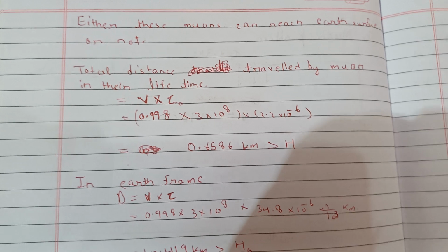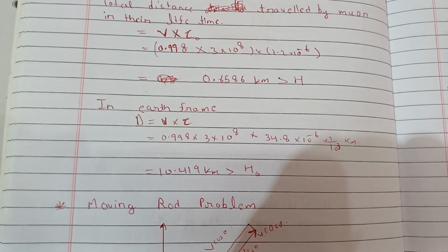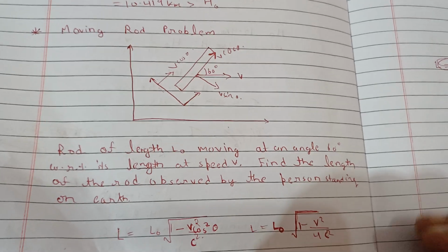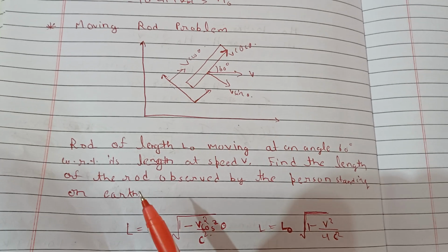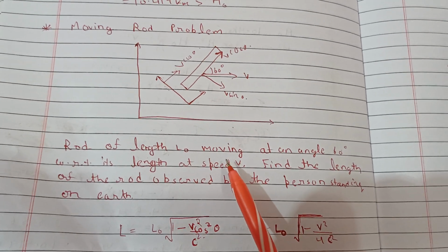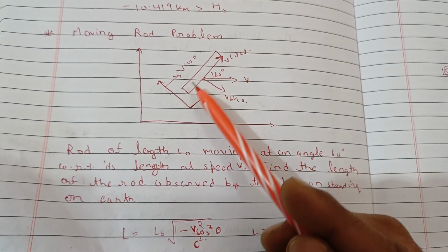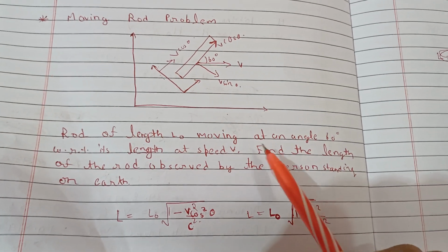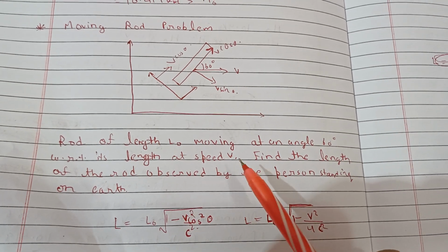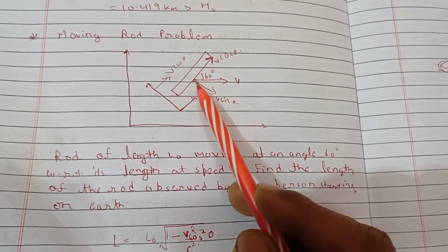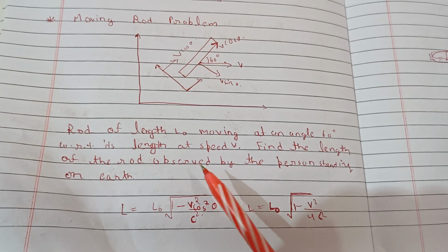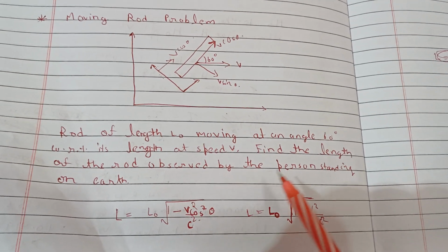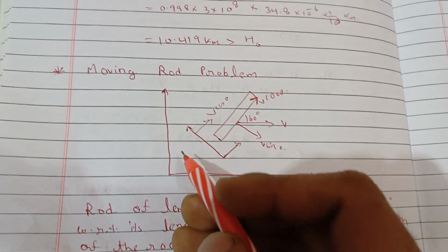Now you also see this, it is actually what I just wrote on the previous page. So we are going to the moving rod problem. This is something new. It is given a rod of length L naught, and L naught is the real length, moving at an angle of 60 degrees with respect to its length at speed v. With respect to its length there is a 60 degree angle in the direction of moving. Find the length of the rod observed by the person standing on earth. So a person standing on earth.